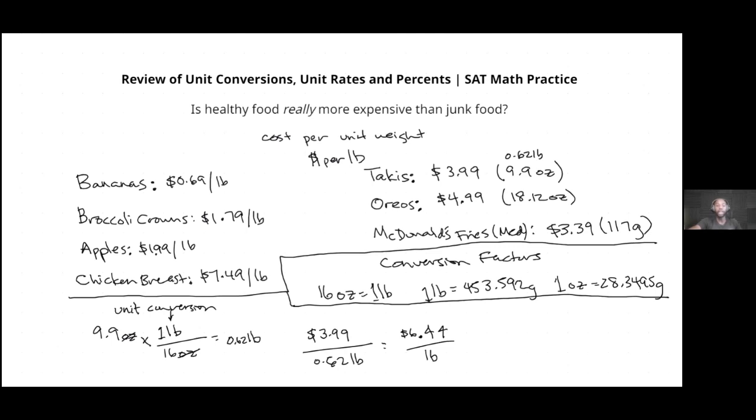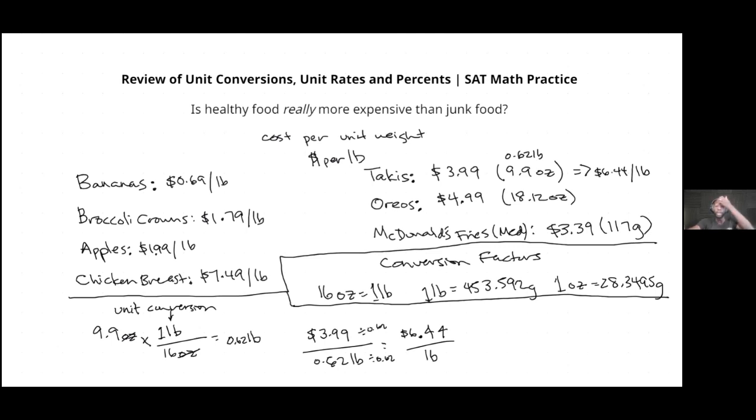Or you could say, what do I need to do to get this to be 1 down here? You would divide this by 0.62, then you would divide that by 0.62. Exact same thing that I did by just doing 3.99 divided by 0.62. So this is $6.44 per pound. All right.